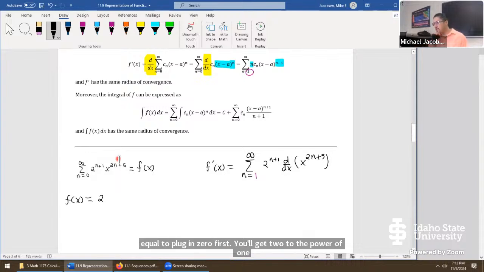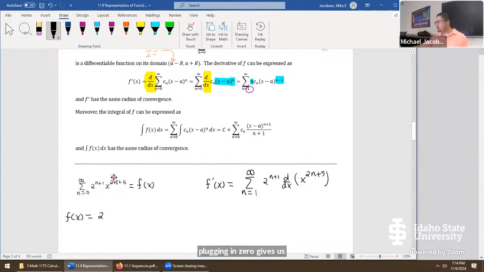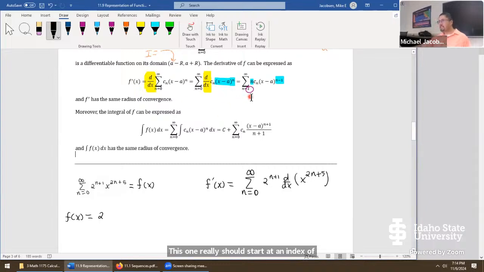Plugging in 0 gives us 2 to the power of 1, x to the power of 2n plus 5. Hang on, I think I might have made a mistake in what my first statements were on this one. This one really should start at an index of 0, but this one has to start at an index of 1. Sorry, I made a mistake on this one. Let's write this out anyways to see what that mistake was. We're plugging in 0 first, where it is in the red dot. We get 2, and then x to the power 5.